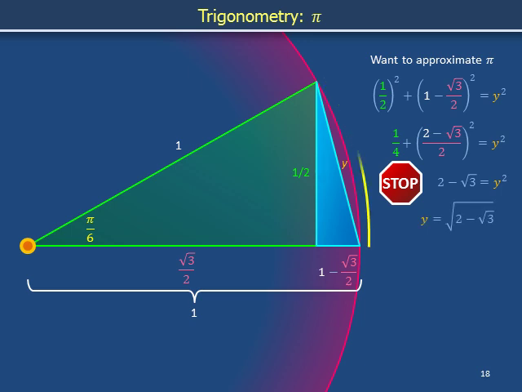The yellow arc is a slightly indirect path for connecting the two endpoints of the hypotenuse of length y. Thus, pi over 6 is slightly longer than y. This is the same as saying that pi is slightly larger than 6 times the root of 2 minus root 3. Evaluating the radicals by hand or using a calculator, we find that pi is slightly larger than 3.1.